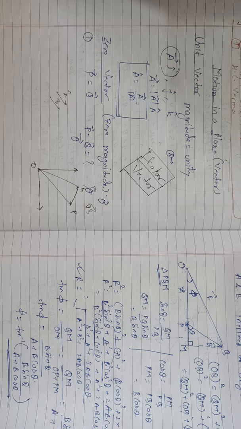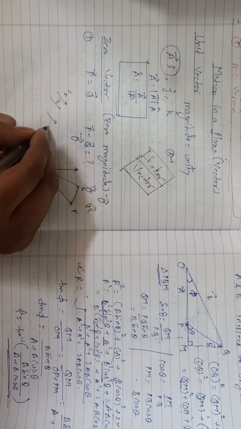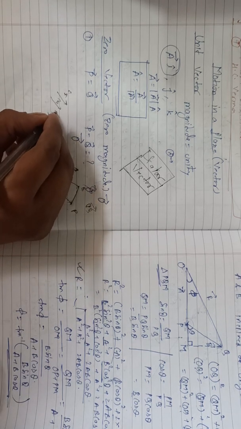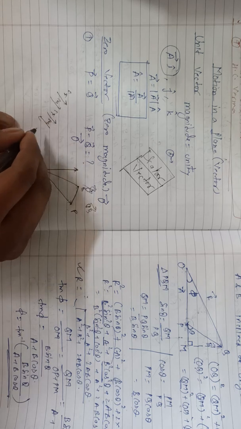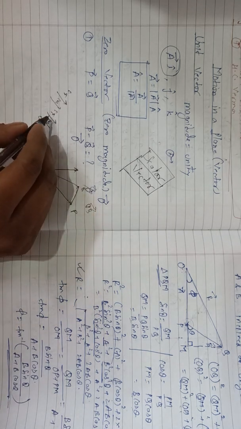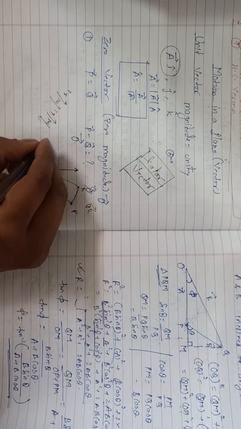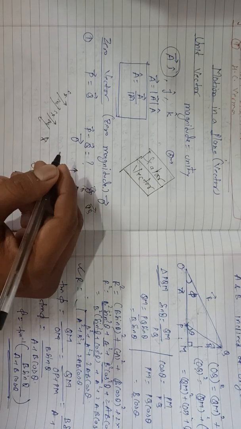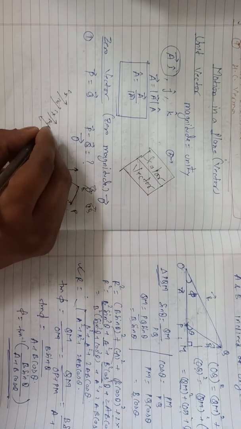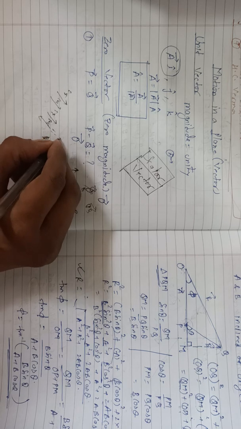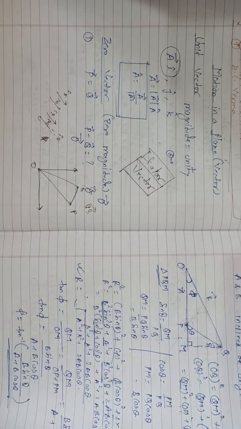What is a negative vector? Two vectors are said to be negative of each other if they have equal magnitude but opposite direction. You can see here A and B have equal magnitude, but the direction of A and B is different. So if we want to write B in terms of A, we need to write minus A vector.